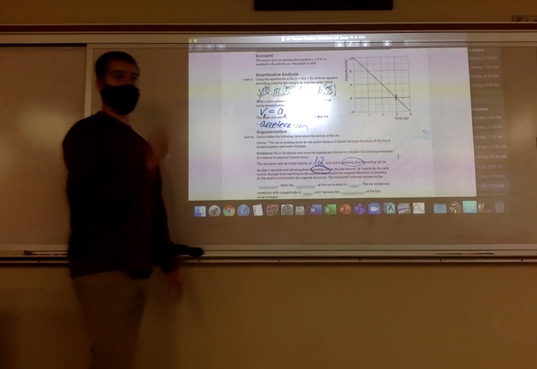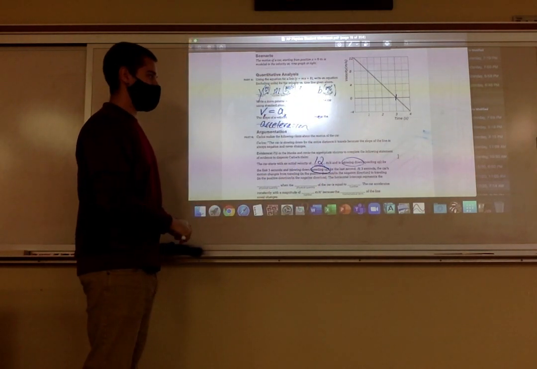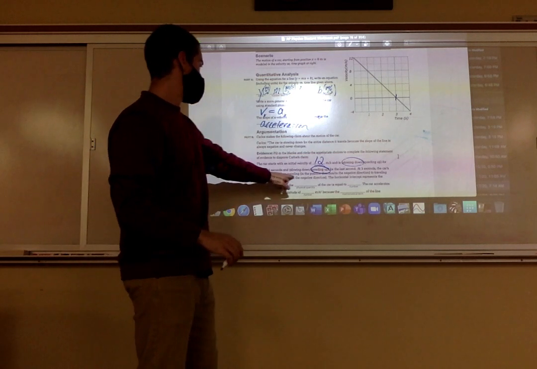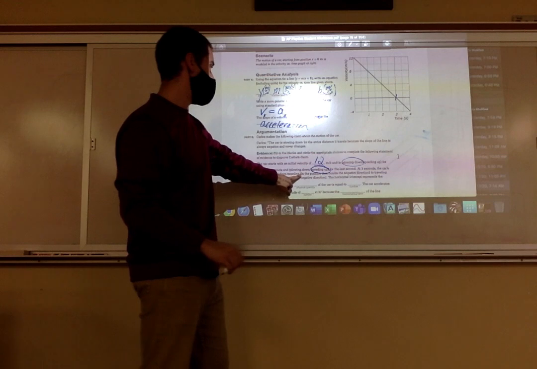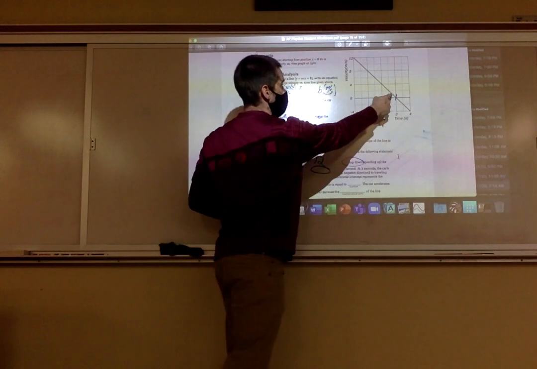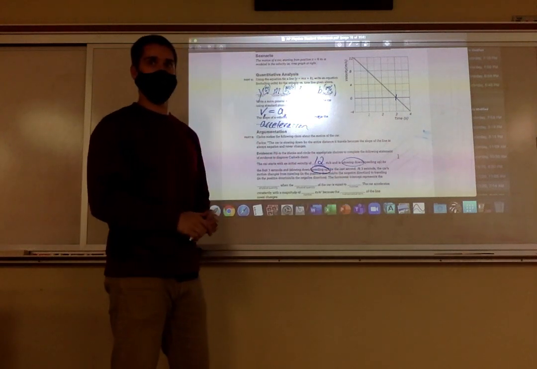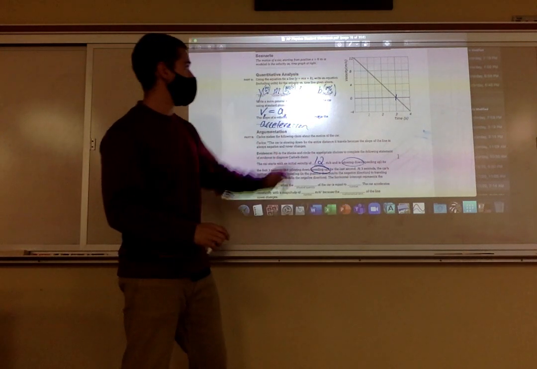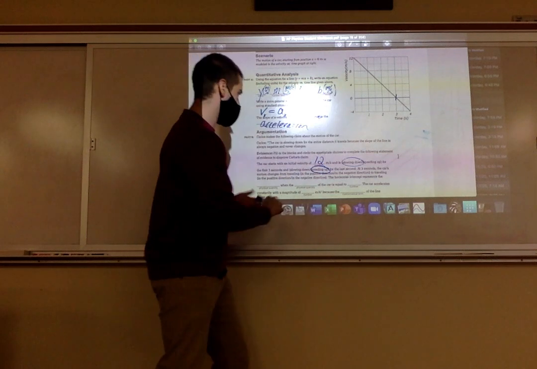A lot of students, especially when you first start doing this, miss that. At 3 seconds, the car's motion changes from, was it initially traveling in the positive or the negative direction? Positive, because its velocity is positive. It's moving in the positive direction.